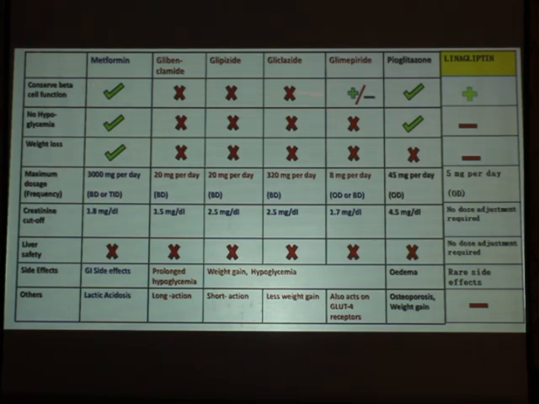Conserve beta cell function, only animal data. We don't have any human data. No hypoglycemia, yes. Weight loss, no weight loss, but weight neutrality, in fact, and we have understood the other things, rare side effects, and it can be used across a range of patients.